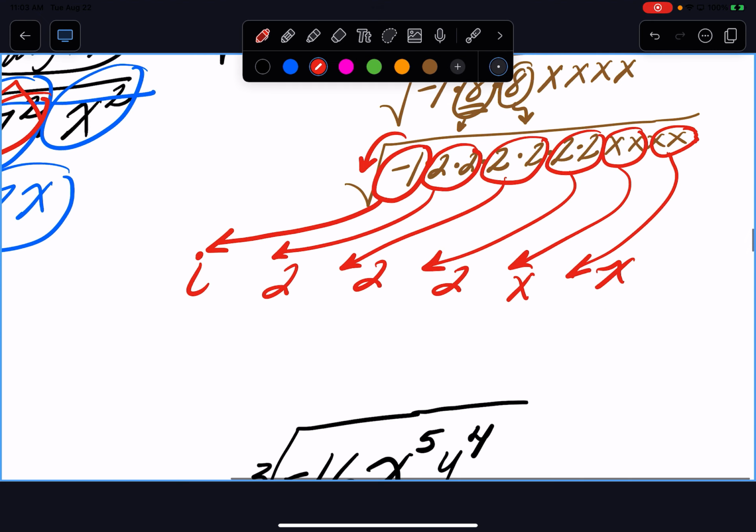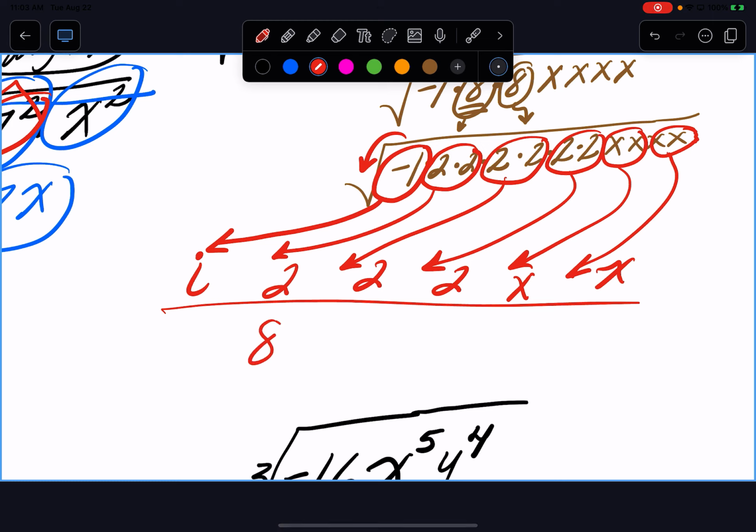We now multiply that all together. So we have a 2 times a 2 times a 2. What's 2 times 2 times 2? 8. Yes, everybody? Hold on. Let's finish. And then we have x times x, which is x squared, true? And then i doesn't matter. I could put i back here.